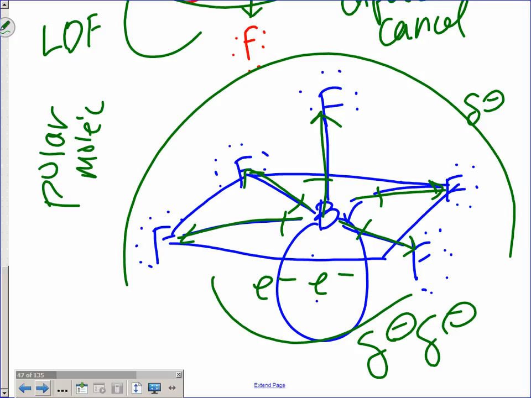Opposite directions. Like this one cancels with this one, and this one cancels with this one. Okay, opposite forces. So what kind of intermolecular force would this one undergo? We have two other options, dipole-dipole and hydrogen bonding. Dipole-dipole.